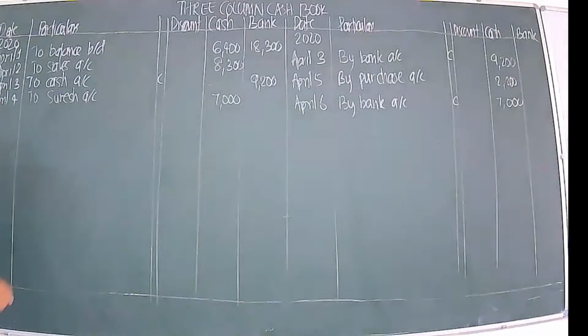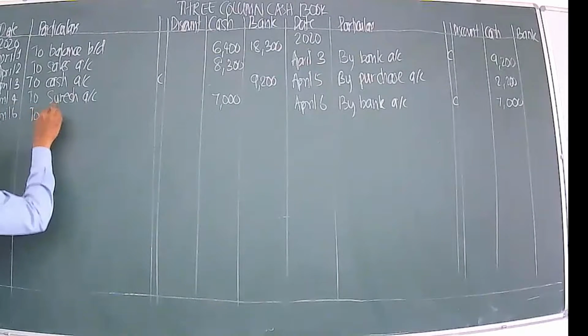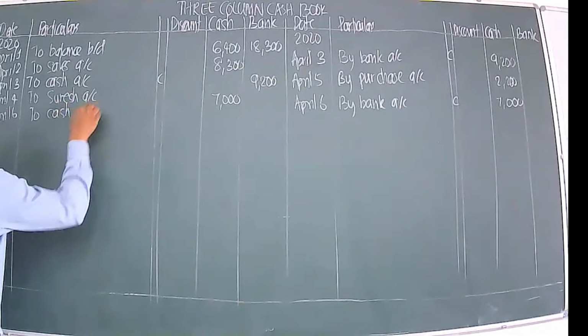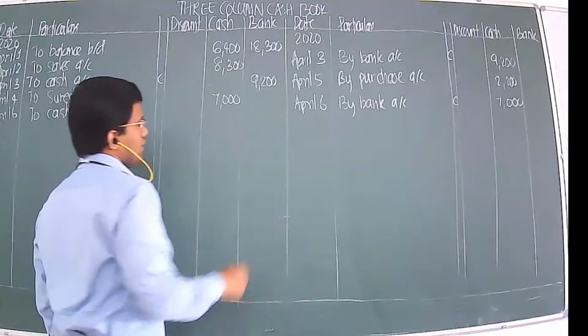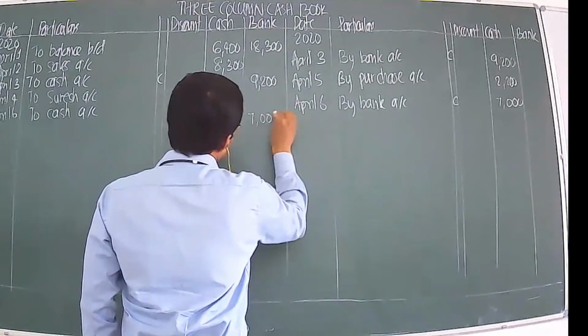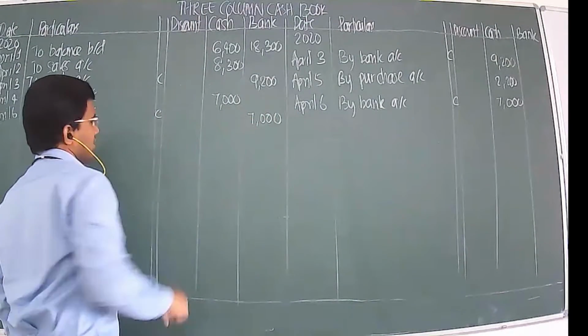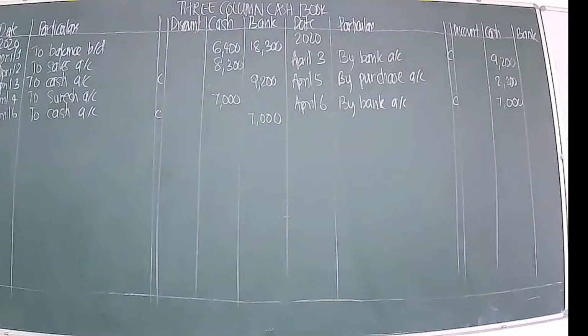And what type of entry is this? This would be a contra entry. Okay, good, because there was an entry before on 4th April. And here, in the bank column, you will be debiting 7,000. Okay, good work, Rahul. Thank you very much.